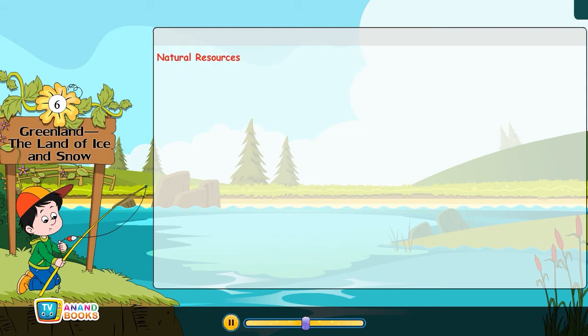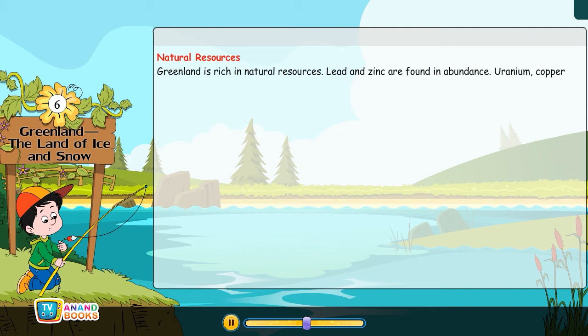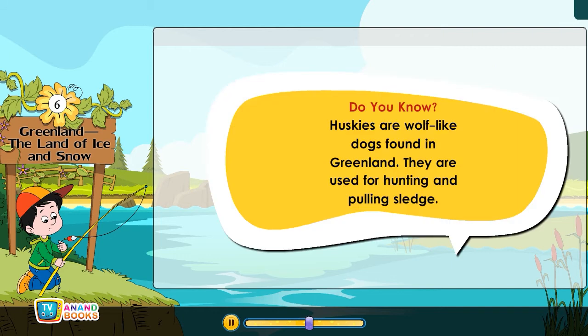Natural resources. Greenland is rich in natural resources. Lead and zinc are found in abundance. Uranium, copper and gold are also found here. Do you know? Huskies are wolf-like dogs found in Greenland. They are used for hunting and pulling sledge.